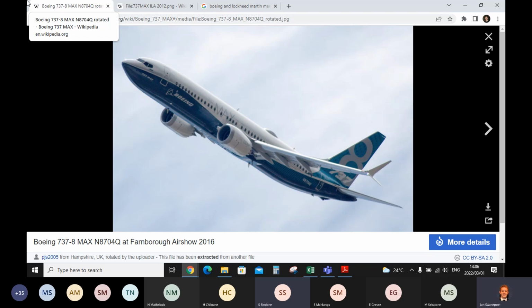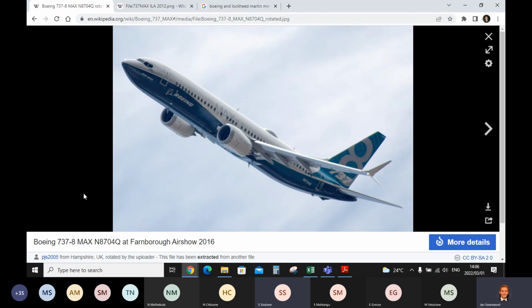So let me tell you the story of the Boeing 737-8 MAX or 800 MAX, right? In the early 2000s, Lockheed Martin and Boeing merged, right? And there was a big movement towards more efficient aircraft. Why? Because it's becoming expensive, right? Fuel is becoming very expensive. And then also environmental impact.